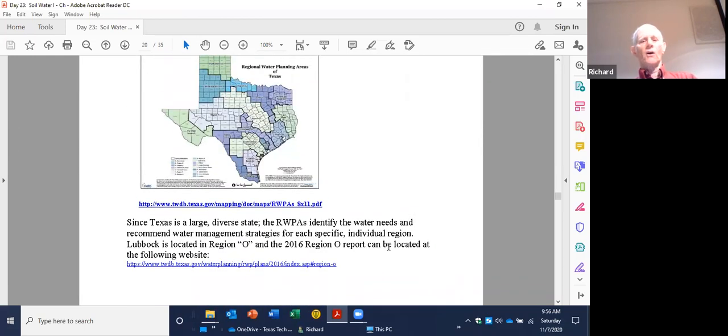Since Texas is a large, diverse state, the regional water planning areas identified the water needs and recommended water management strategies for each specific individual region. Lubbock is located in Region O, and the 2016 Region O report is located at the following website. If you're interested in how they talk about and address water for the future, that's a great place to look.